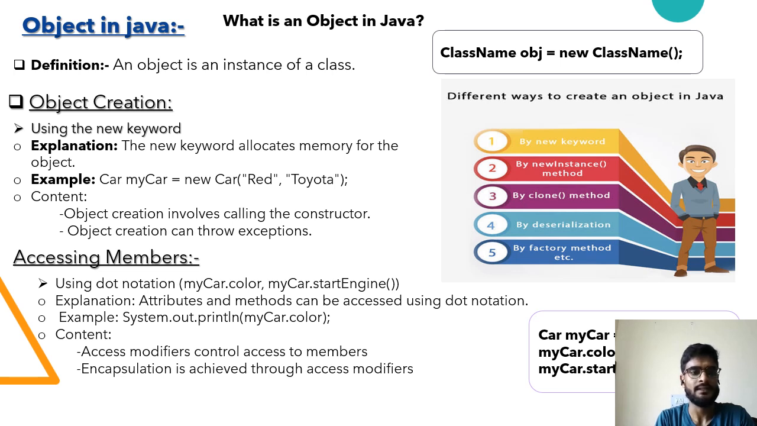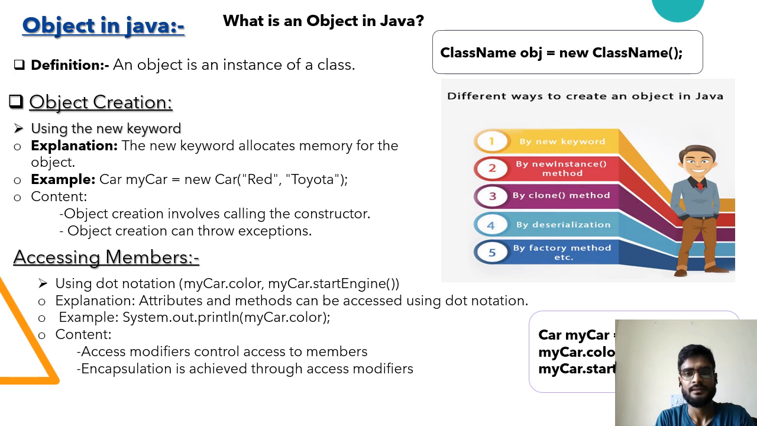Now, how is an object accessed in Java? Using dot notation, like myCar.myColor, myCar.startEngine. Attributes and methods can be accessed using dot notation. Example: you can see System.out.println(myCar.color). Access modifiers control access to members. Encapsulation is achieved through access modifiers.